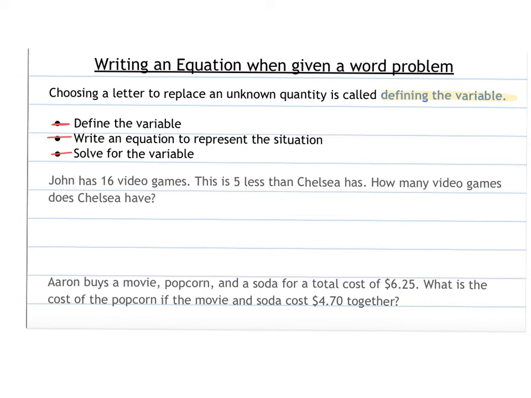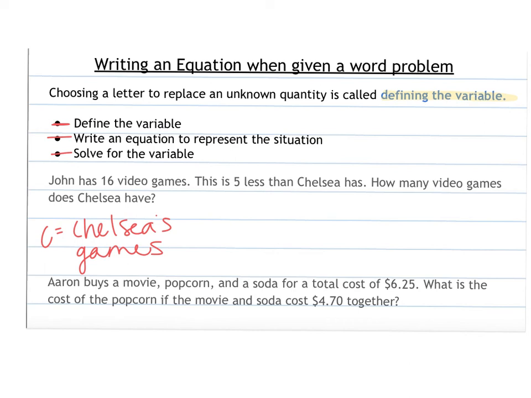John has 16 video games. This is 5 less than Chelsea has. How many video games does Chelsea have? So first thing, I'm going to define the variable. Well, that question, how many video games does Chelsea have? That's what we're looking for. So I'm going to use C for Chelsea's games. That's what we're trying to find.